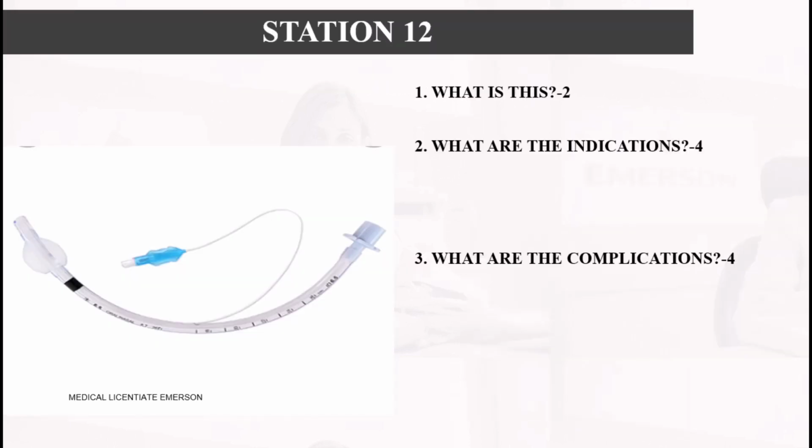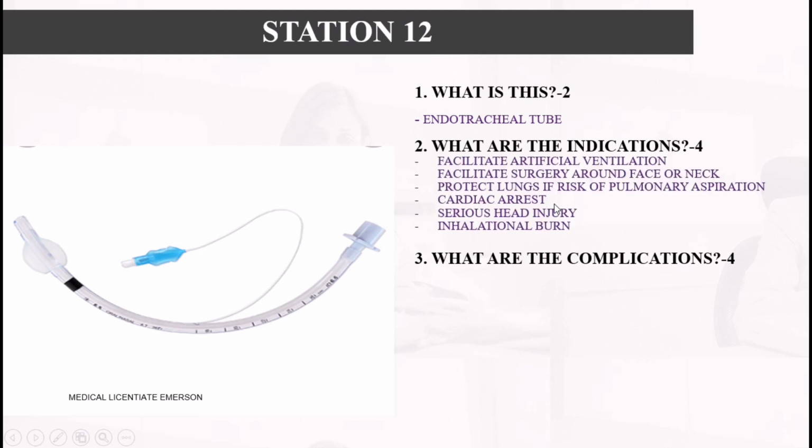So finally, something you see on the wards and something practical. What is this? What are the indications and what are the complications? This is an endotracheal tube. The indications: you can use it to facilitate artificial ventilation, facilitate surgery around the face or neck, and protect lungs if there is risk of pulmonary aspiration. Then you can also use it in cardiac arrest, serious head injury, inhalation burns.